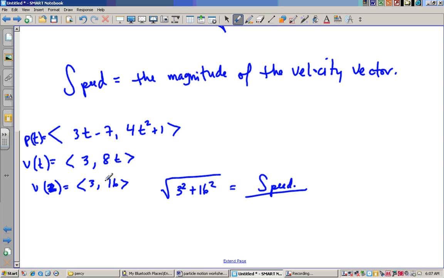So in those problems where they ask you for speed, again, you have to ask yourself, what do you have? What are your givens? What do you need? And what are they looking for? If they're looking for speed, you first need to have a velocity vector and then find its magnitude, and that'll give you speed. These are the notes that should help you for all the worksheet.